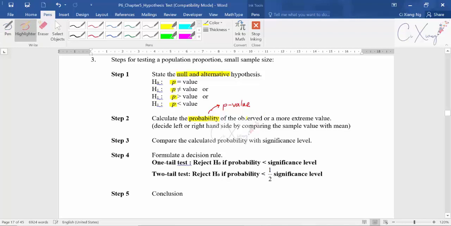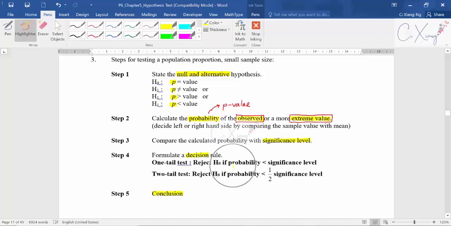It is calculated from the observed or more extreme value. Usually the observed and more extreme value will be given in the question, like what is the value that you should use to calculate the probability. After you calculate the probability, you compare it with the significance level, which will also be given in the question. After that, you make a decision in step number 4, and then you make a conclusion.